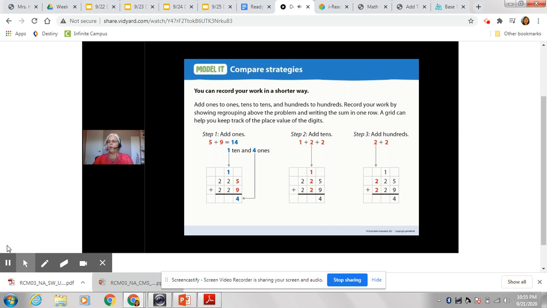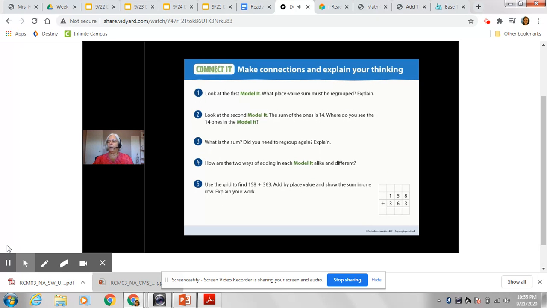Next, let's look at page 39. On this page, you are going to compare the model with the place value sums being regrouped. Remember, regrouping is what we do when we have 10 or more in any place value. For example, the 5 plus 9 equaled 14, so we regrouped that 1 from the 14 to make a new 10. Take your time and refer back to the model examples to help you make sense of the questions. When you have finished, have a grown-up check over your work and then answer the apply it questions on your own.